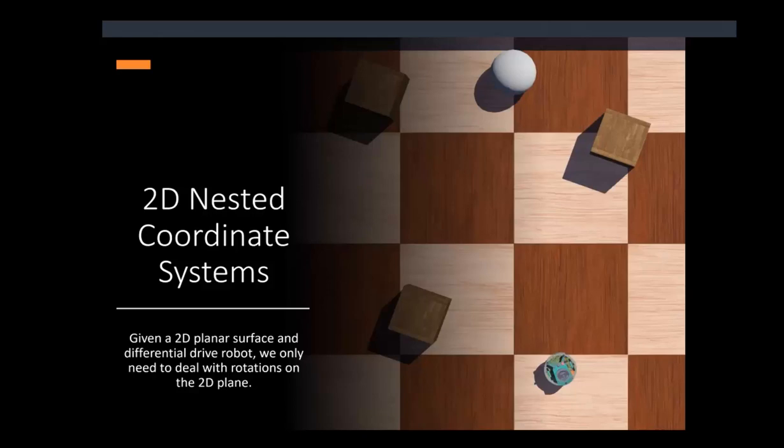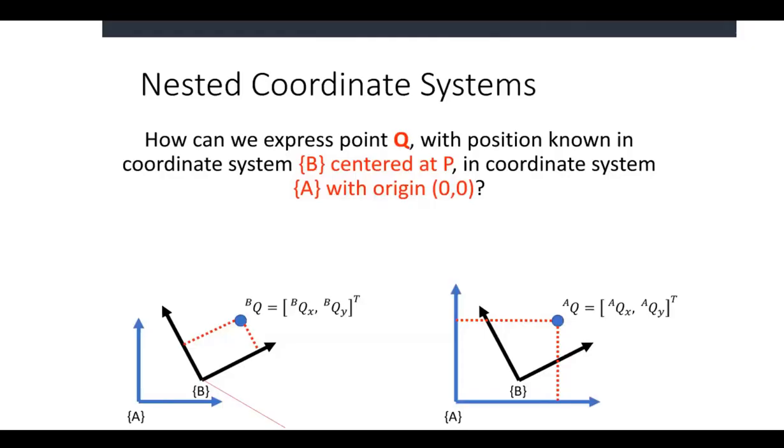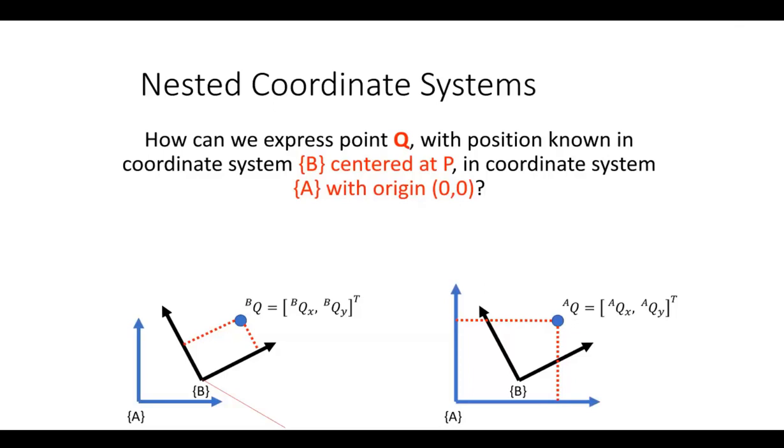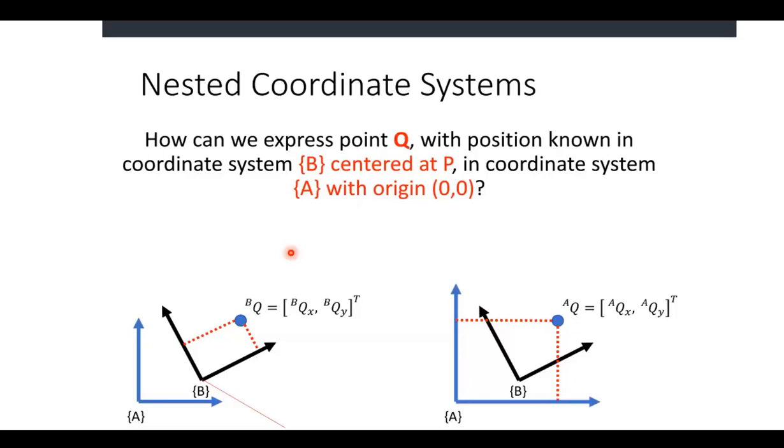When we're dealing with these nested coordinate systems, we have to be able to work our way from one coordinate system into another one. The problem that we're solving at the core of this is, given that we have some point Q, and we might have that point in one reference frame, in one coordinate system, we want to figure out, okay, but how would I express this in a different coordinate system?